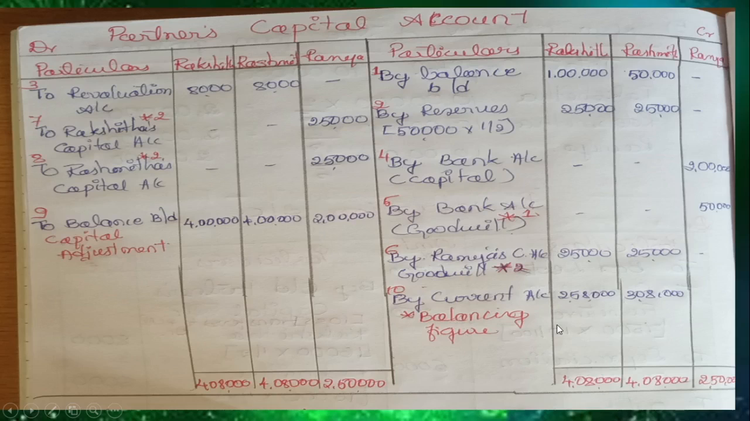Now the balance lies on the credit side. So here there is a capital shortfall in the case of Rakshita, 2,58,000, and in the case of Rashmika, 3,08,000.